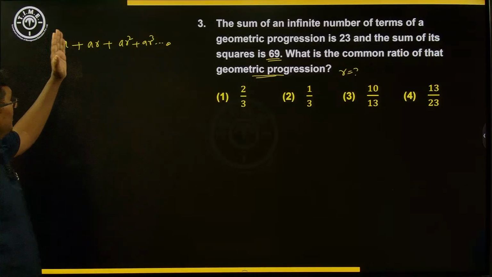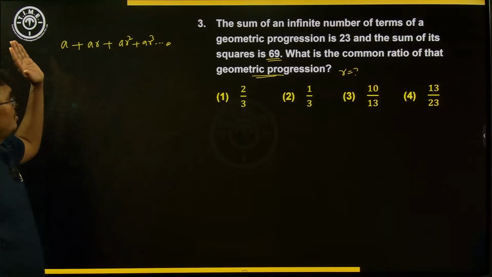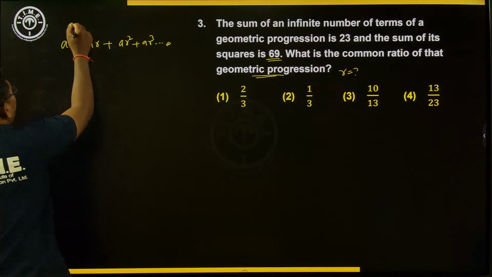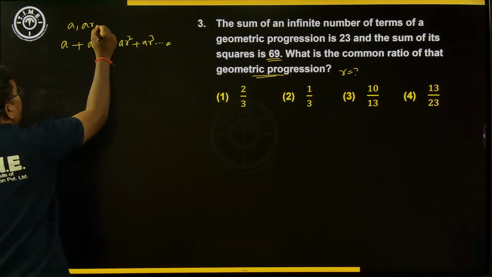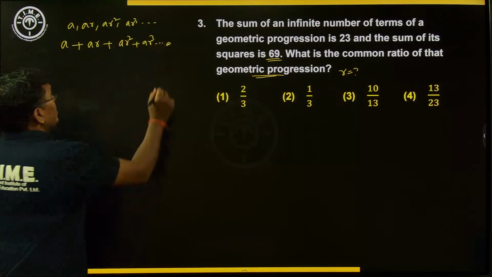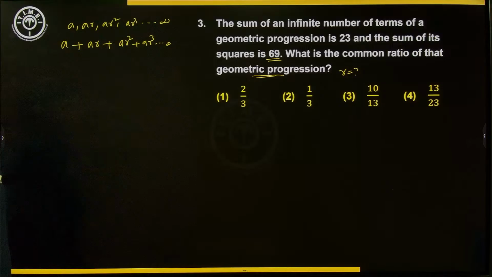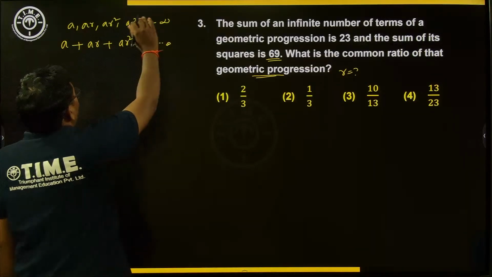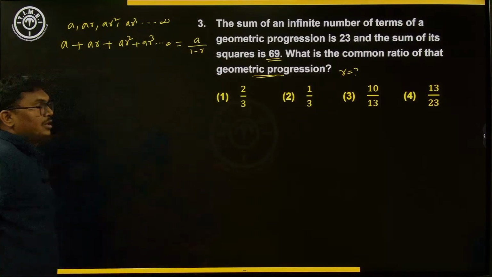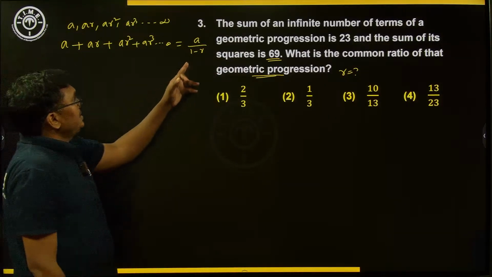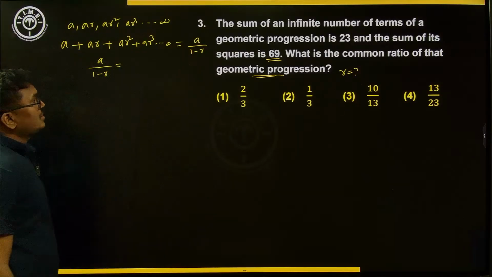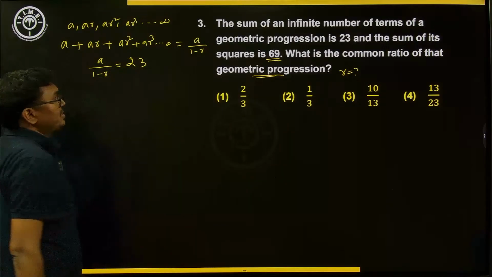So these terms are in geometric progression. Here the first term is A and the common ratio is R. So these are the terms, AR cube and so on. Infinity means it goes on and on. So the sum of these terms is given as first term by 1 minus common ratio, that is R. So this is A by 1 minus R, given as 23. So this is one equation.